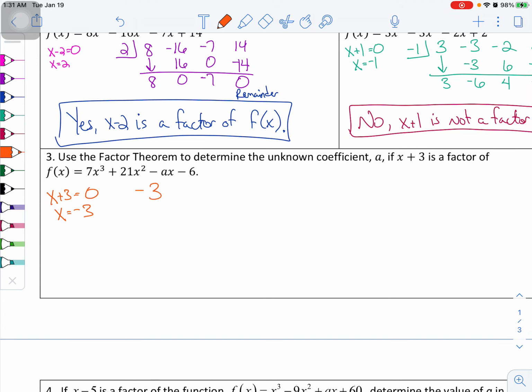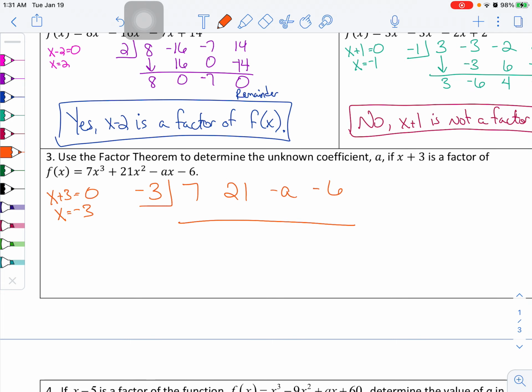So I'm going to set up some synthetic division here. Now, when I pull the coefficients, I got x cubed, x squared. Now, this is going to look a little weird, but I'm going to use that negative a as a coefficient and then negative 6 as my constant term. So no placeholders needed other than the variable that we are working with. So negative a and then negative 6.